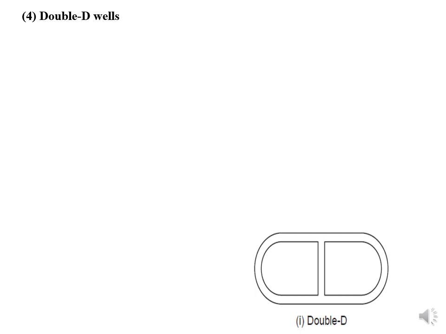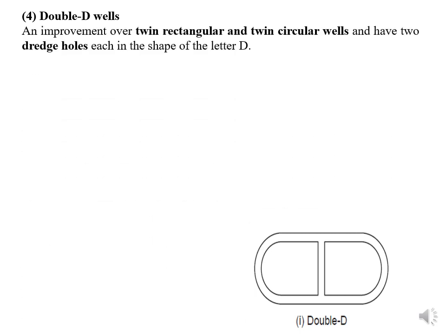Now we shall go for the double D wells. Double D wells, you can see, are just like a double D, the alphabetical letter D. So this is an improvement over twin rectangular or twin circular wells, and they have two dredge holes, each in the shape of the letter D. Double D wells. What is their advantage?